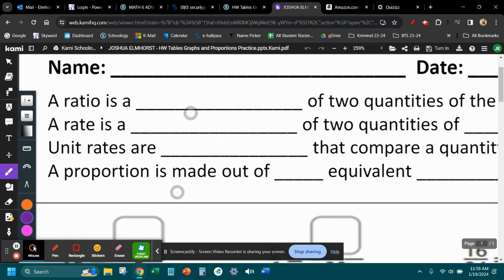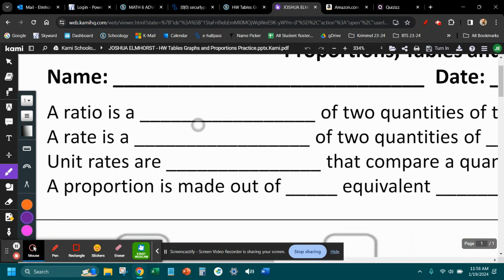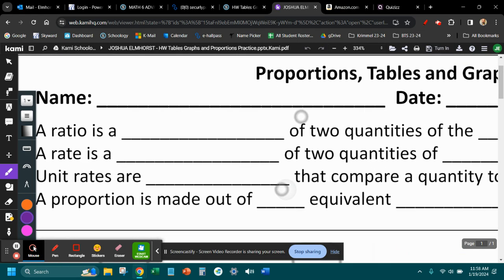We take a look at just a quick review of what we've been working on for the last 2 weeks. Here's Mr. Elmhorst with the help video for the homework assignment, proportions, tables, graphs.